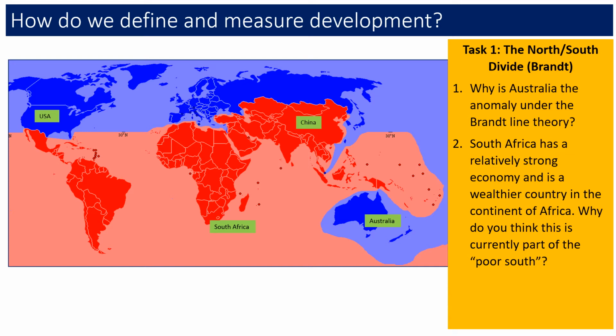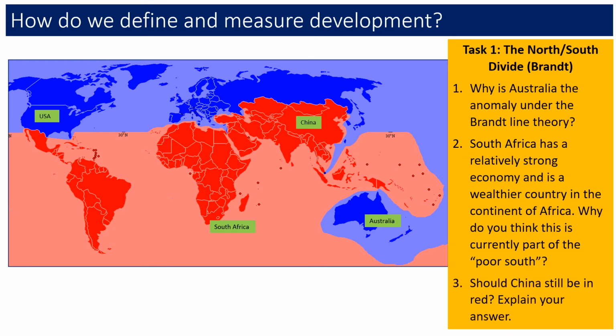So think about the hemispheres, the northern and the southern hemispheres, and think about what makes Australia slightly different to the rest. The second question I would like you to think about is about South Africa. It says South Africa has a relatively strong economy and is a wealthier country in the continent of Africa. Why do you think this is currently part of the poor South? So again, think about what it is about South Africa that still categorises it as underneath the Brandt line and perhaps a developing or an emerging country.